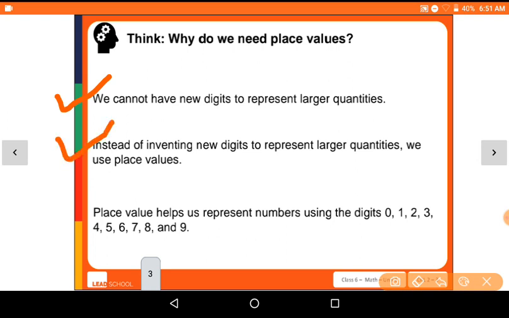Second point is, instead of inventing new digits to represent larger quantities, we use the place values. So कभी हम न्यू डिजिट्स इन्वेंट करते, मतलब फाइंड करते हैं, and when we represent larger quantities, that time we are using these place values. And third point is that place value helps us represent numbers using the digits 0, 1, 2, 3 up to the 9. तो हमारी प्लेस वैल्यू सिर्फ इसी नंबर में से ही हम रिप्रेजेंट कर सकते हैं, starts from 0 to 9. So these are the points why we need place values.